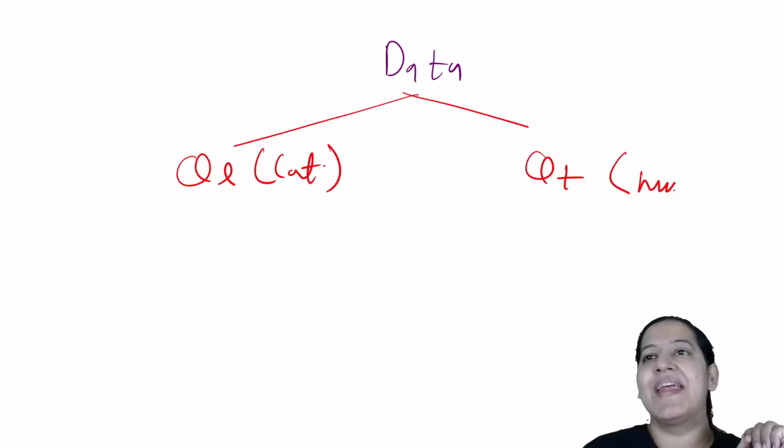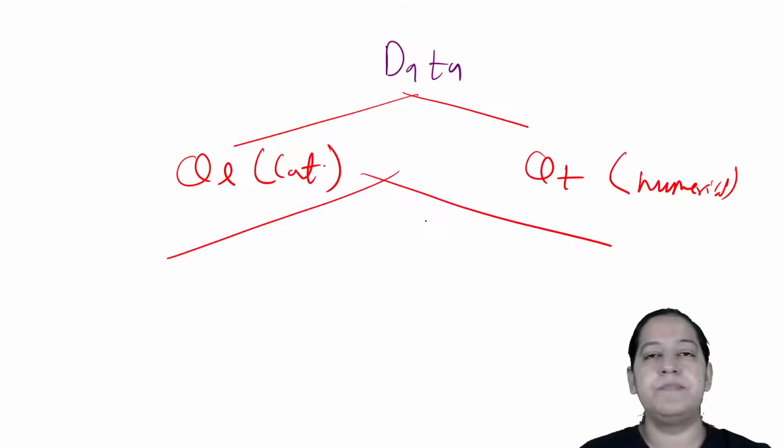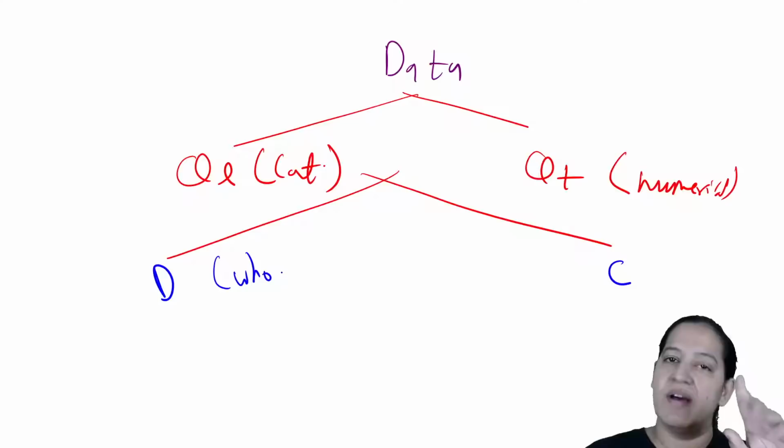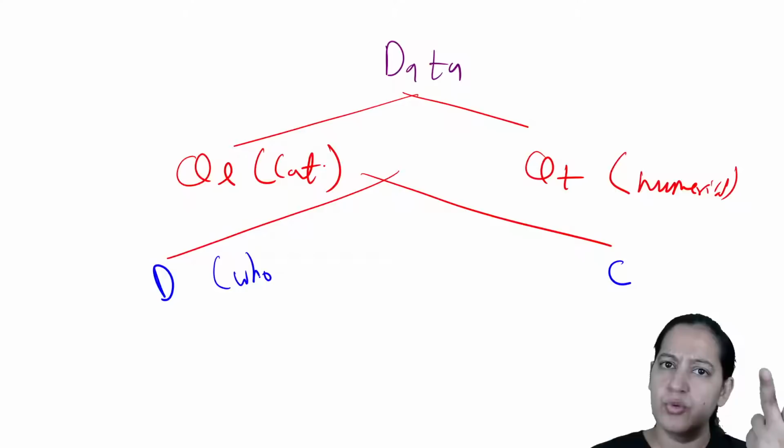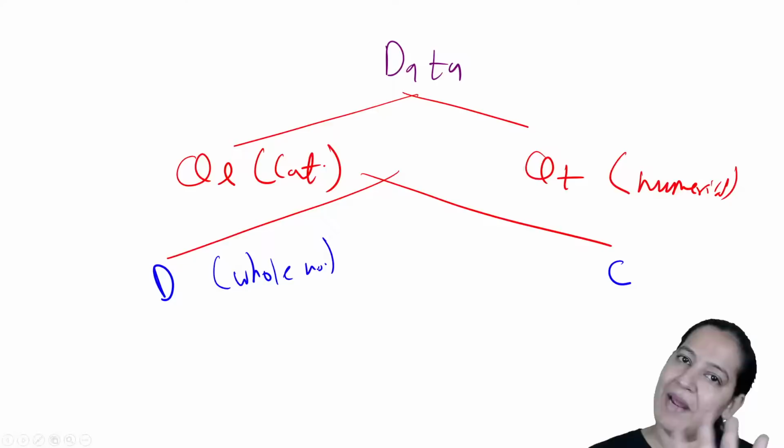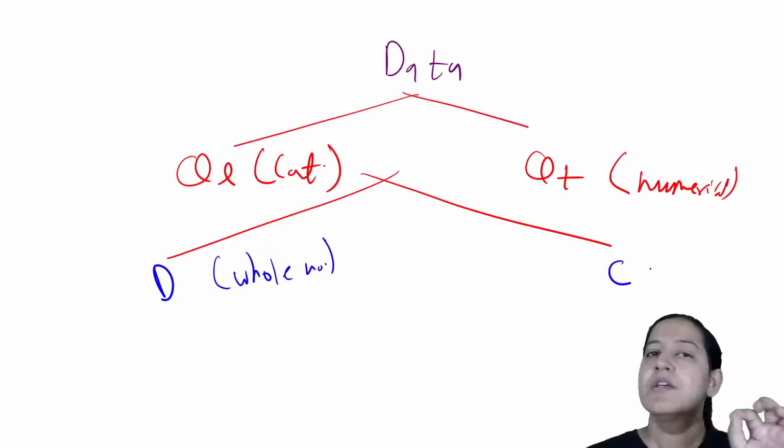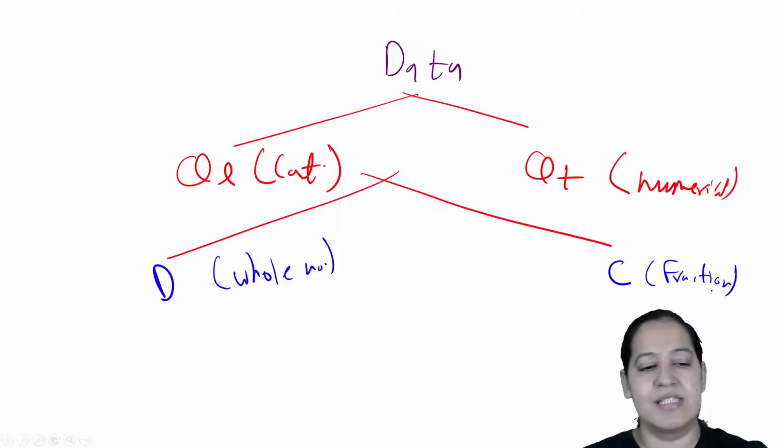The second type of classification was discrete and continuous. Discrete data is whole numbers only. So what is the number of members in your family? It will be 1, 2, 3, 4, it will be a whole number, no? It will not be 1.5 members. Bachche ko aadha count nahi karte hain, pura hi member count karte hain. And continuous will be your weight. So it can be 60.5, 70.5. So decimals are possible. So fractions or decimals are possible in continuous. So that is the second classification.